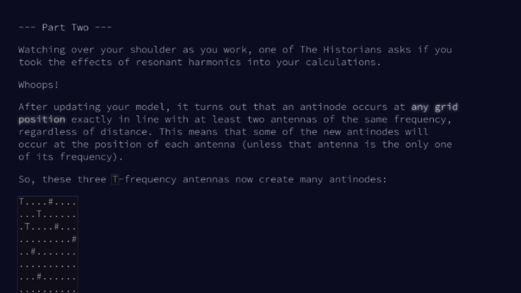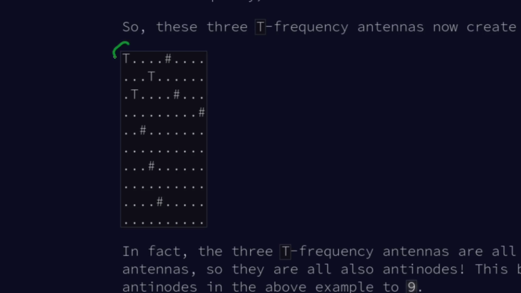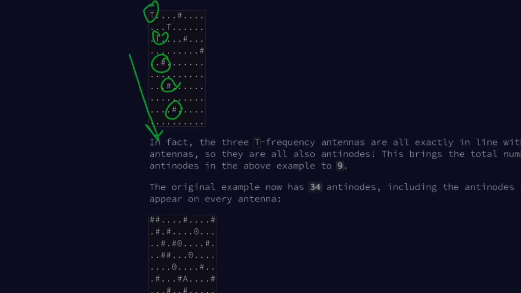So now part 2. It turns out that we forgot to account for the effect of the harmony, which states that it's not just the one that goes twice the distance, but it also goes to every position. So in this case, you see here, for these 2 antennas, it not only generates this antinode, it also generates antinodes of the same step all the way until it goes out of bound. This is due to the resonant harmonic. So we need to account for that.